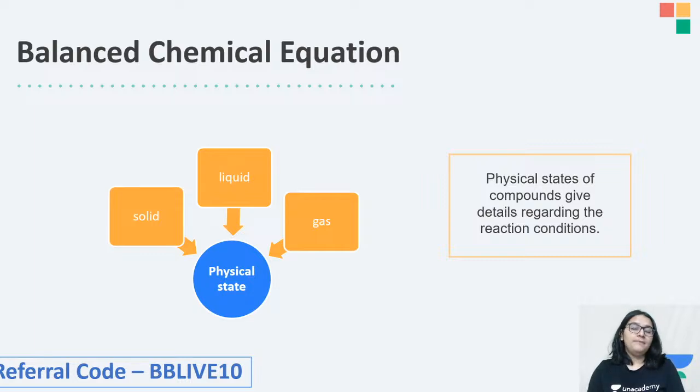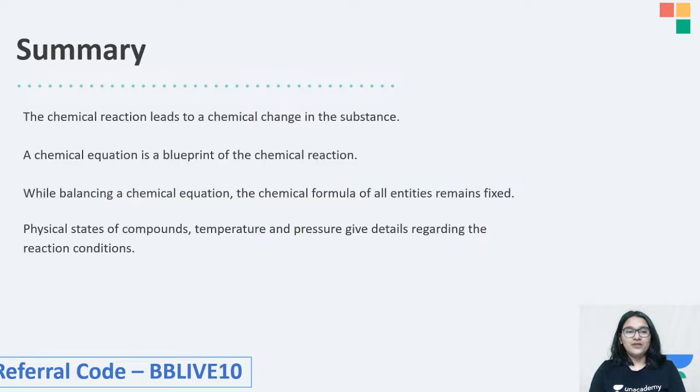Whenever you're balancing a chemical equation, do not forget to write the physical state of the molecules or the compounds that are involved. For example, for water you write liquid, for NaCl that is dissolved in water you write aqueous, for H2 you write gas. So you have to give the details of a chemical equation.